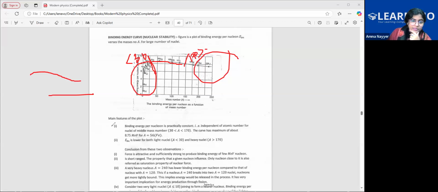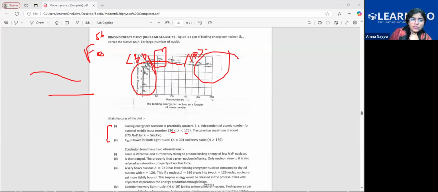See, the main features of the plots. Look at these two points. Binding energy per nucleon is practically constant, that is, independent of atomic number for nuclei of middle mass number, that is, more than 30 and less than 170. The curve has a maximum. This one point I forgot to tell you: if you noticed, for iron Fe56, it has the maximum value, that is, the peak of the graph is obtained at this point.